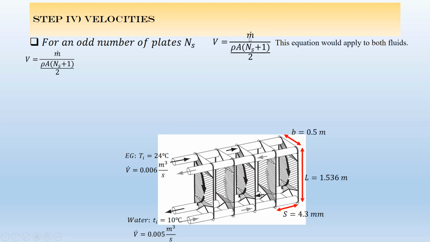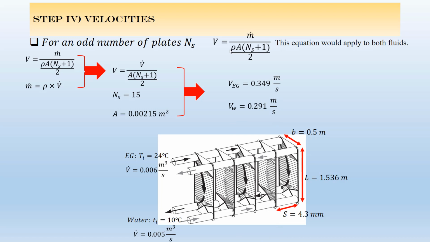So M dot is the mass flow rate of the fluid, S is the number of plates, A is the flow area, and rho is the density of the fluid. If you use this information, you can find the velocity for ethylene glycol and water. So now we have the velocities.